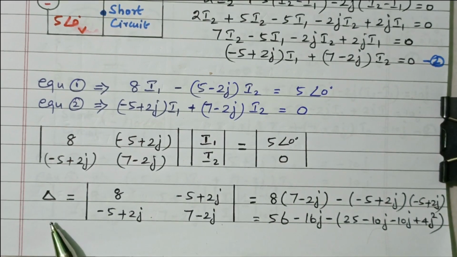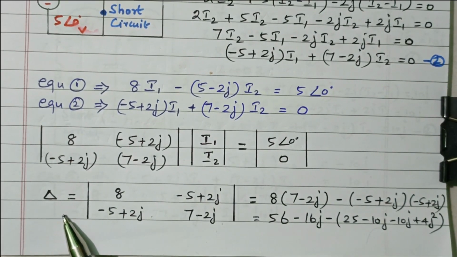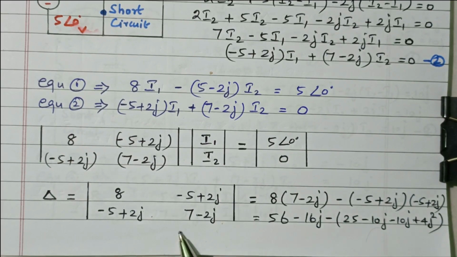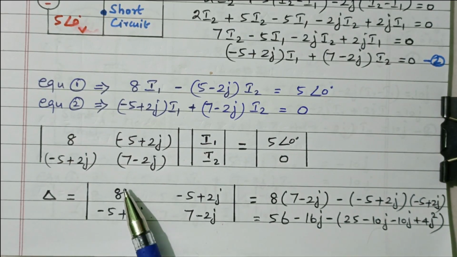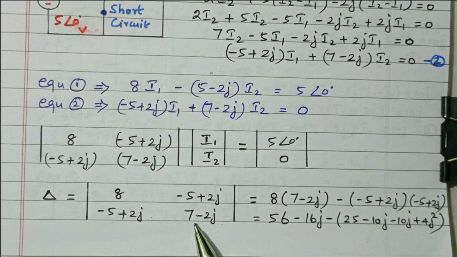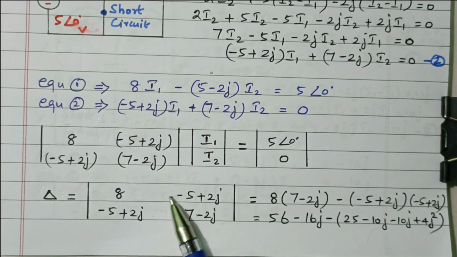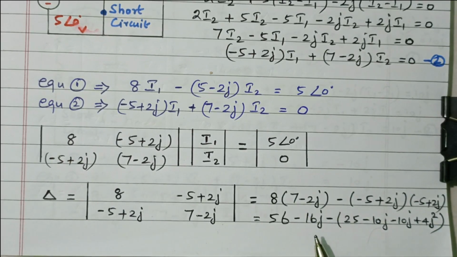Now we can find the delta value. This delta value is calculated here. So this is nothing but delta. We need to find the determinant. You have to multiply these two. 8 into 7 minus 2j minus of minus 5 plus 2j into minus 5 plus 2j. You have to multiply this. So after multiplication we got this value. We can go for further simplification.